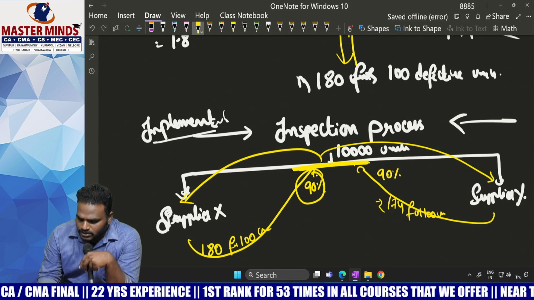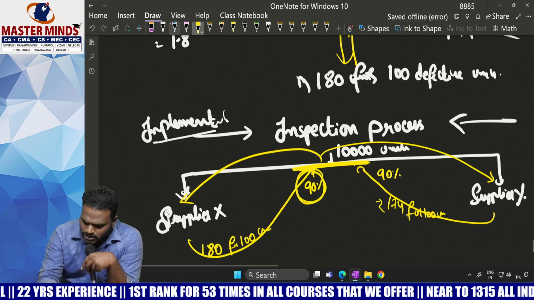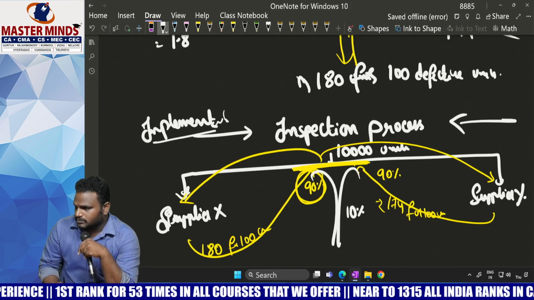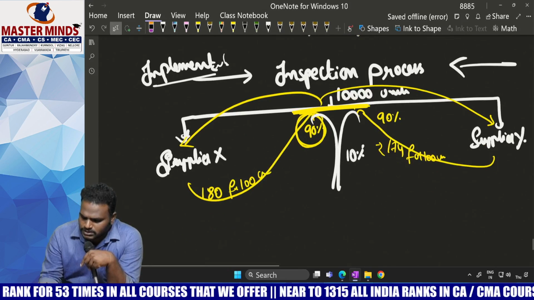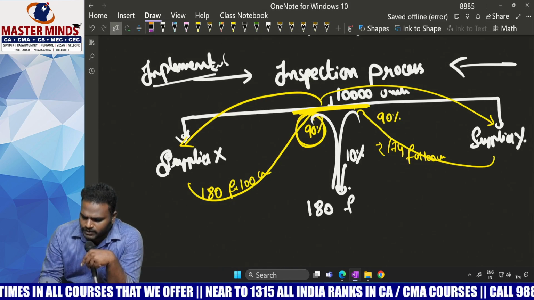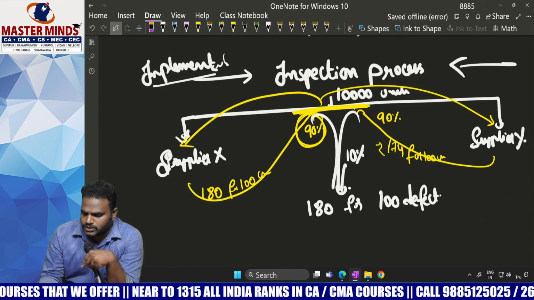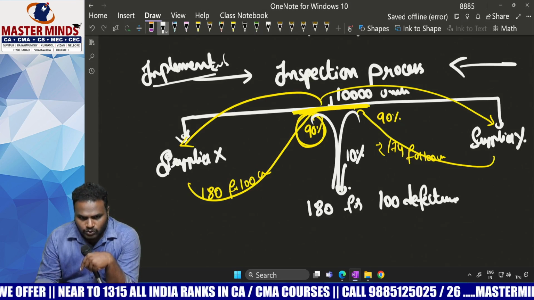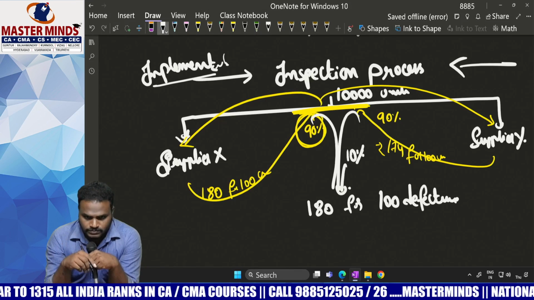Now, did they detect 100% or only 90%? 90. That means here 10% enters into the production process, right? This 10% defective enters the process and causes damage of 180 rupees for 100 normal units or defective units? Defective units.